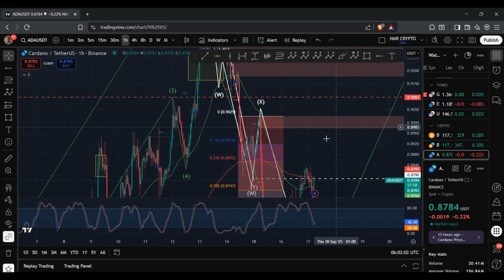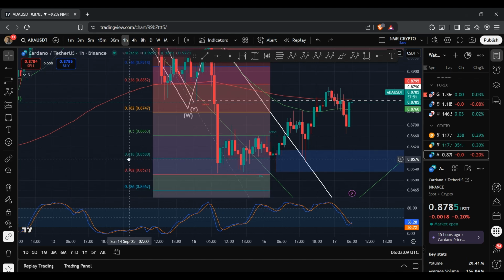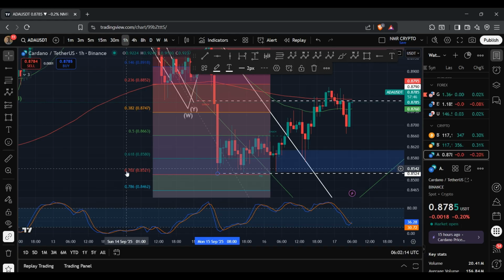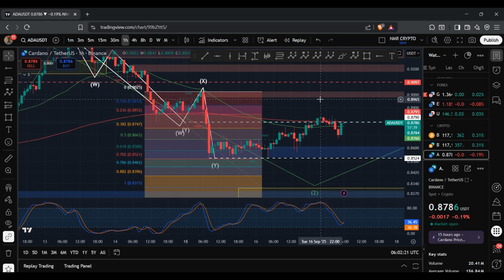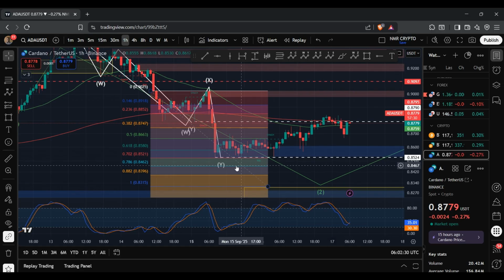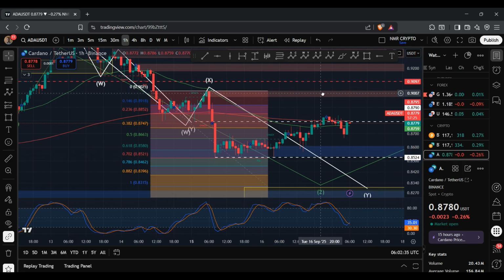But if I zoom in, what you can also see is we did meet the minimum requirement for the Y wave, which is at this level here at 85.8 cents. And we more or less found support at the 70.2% retracement level. So technically speaking, it's very much possible that we ended up bottoming out this Y wave and we could see a reversal. And so we need further confirmation that we're either bullish or bearish. The bearish confirmation would be for the price of ADA to breach past this level at 85.24 cents. That would then signal a WXY structure within this Y wave.